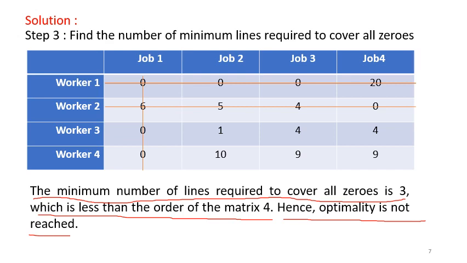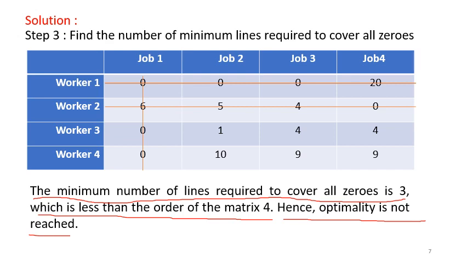So in that case, it's not an optimal solution, because the minimum number of lines required to cover all zeros is 3, which is less than the order of the matrix, which is 4. There are 4 rows, 4 workers and 4 jobs. So it's a 4 by 4 matrix, and the order of the matrix is 4. So this is not an optimal solution. So now what do we do?